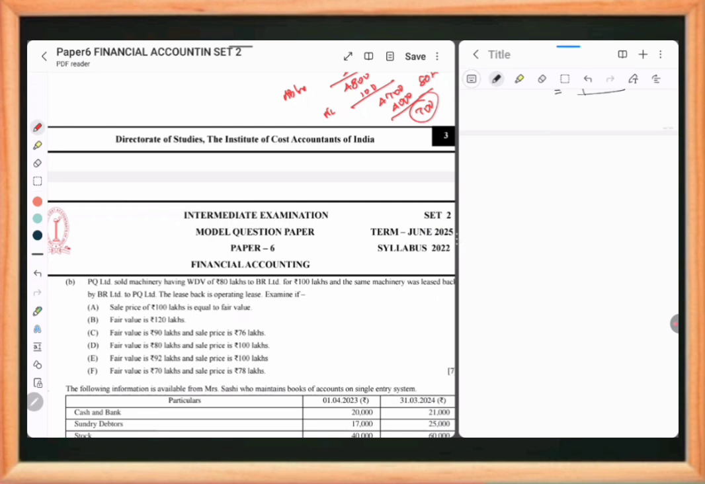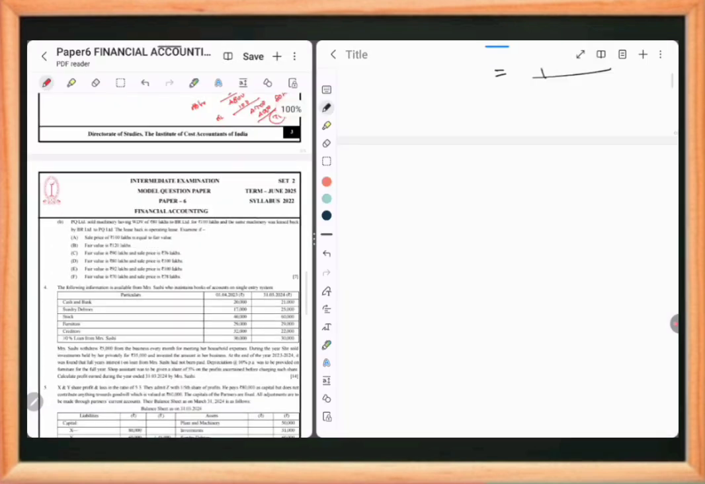So the first thing, sale price of rupees 100 lakhs is equal to fair value. That means, what do we have to write? When the sale price of 100 lakhs is equal to fair value, PQ Limited should immediately recognize the profit because the written down value (WDV) is 80 lakhs, but it sold for 100 lakhs. So, the balance of 20 lakhs is the profit. PQ Limited should recognize it immediately as a profit in its books of accounts. So, that is the correct answer. I will explain, that's all, because it is theory based.